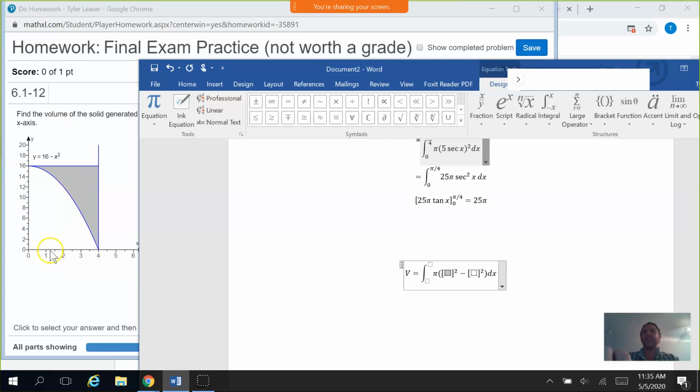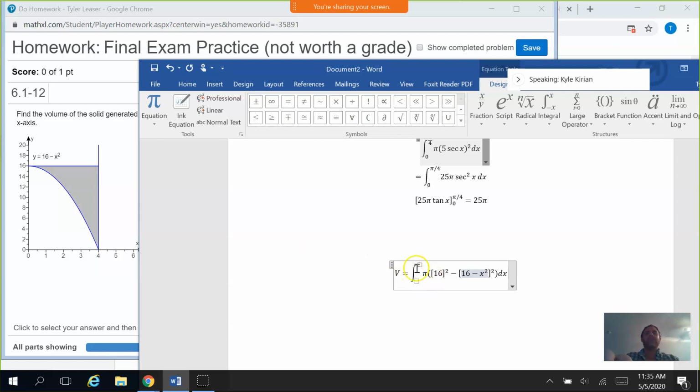The outside radius is the distance from the axis of rotation to the furthest possible point of your shape, which is going to be this horizontal line here at 16. So I'm just going to type in a 16 for the outside radius since it's a constant 16 the entire time. Minus the inside radius as a function of x, that's that 16 minus x squared, that parabola. Solve for y.